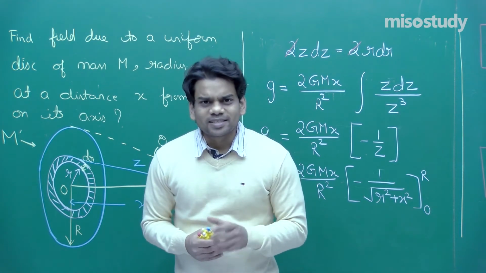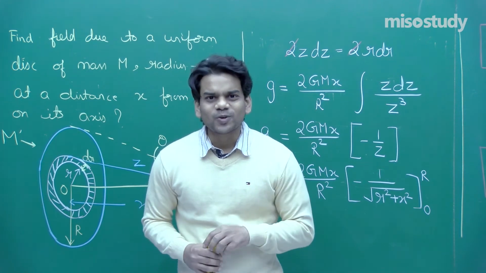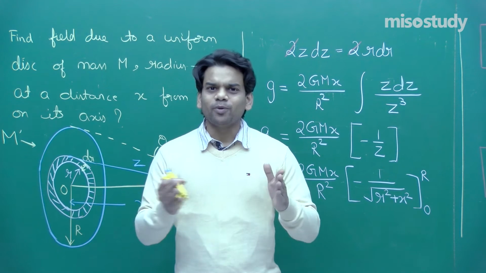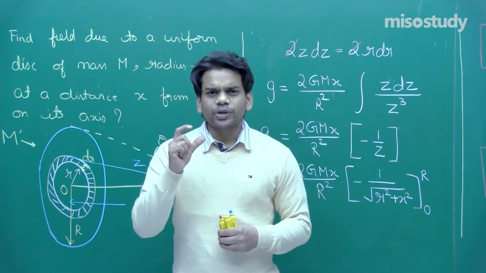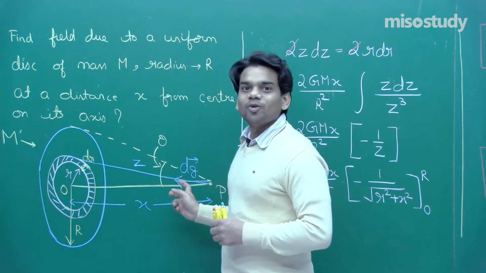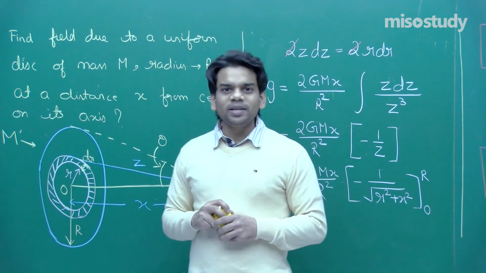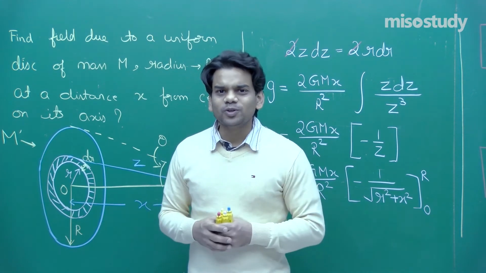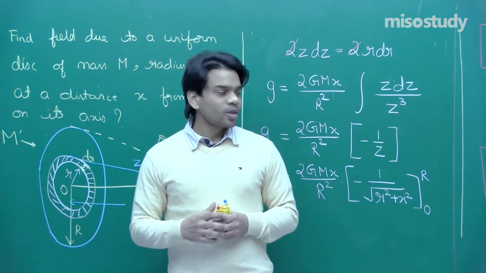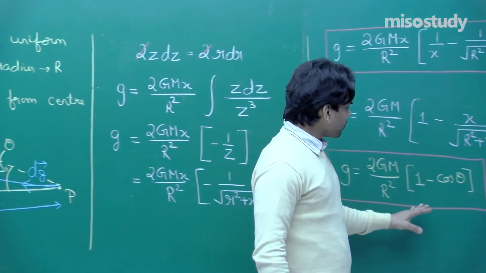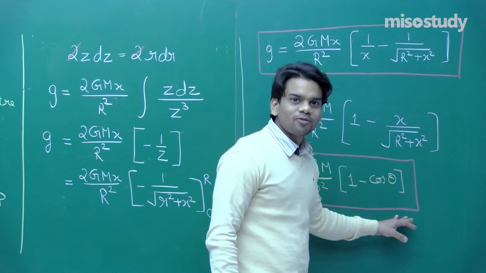The final result seems to be very simple for you all to remember, that is 2g capital M by r square multiplied by 1 minus cos theta. Cos theta is also very simple for you all to make out. That will be x upon this length, that is under root r square plus x square. Simple, easy, and quite obvious for you all to remember with this simple formula. So I want you all to see this formula once again and take note till here, and start from the other end.